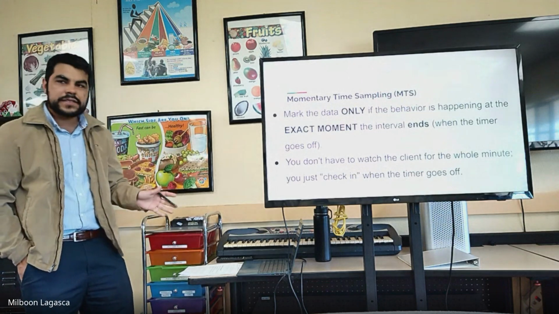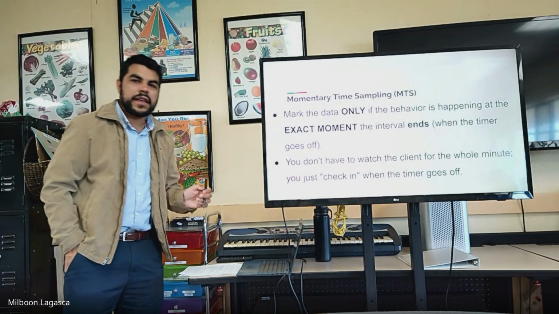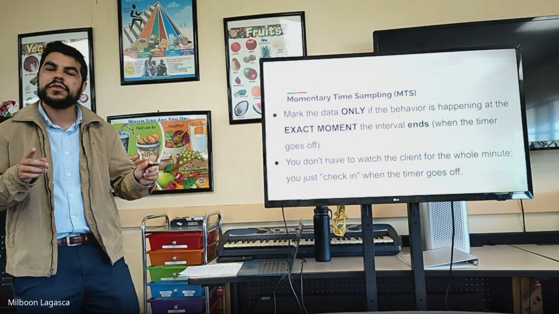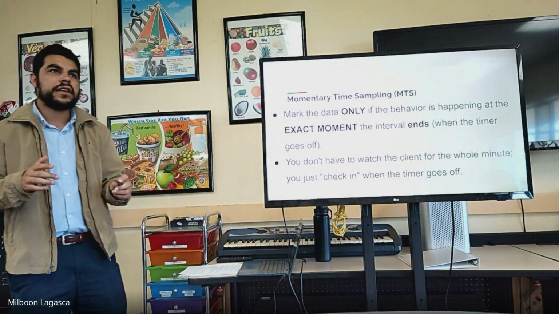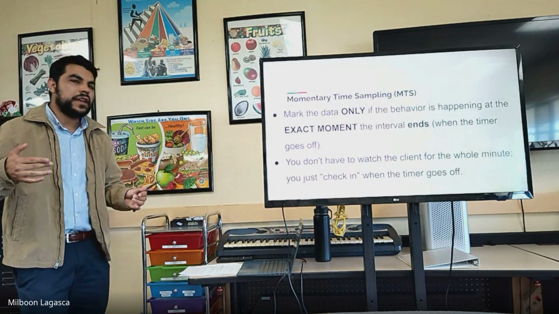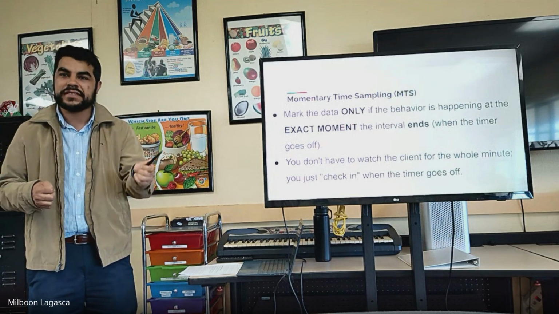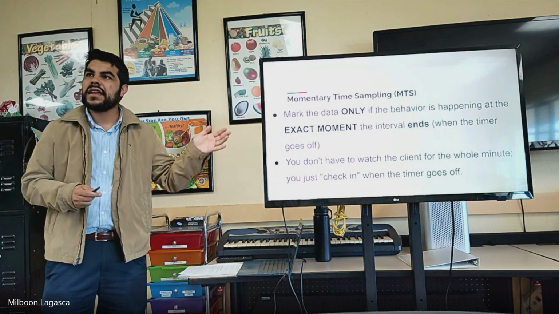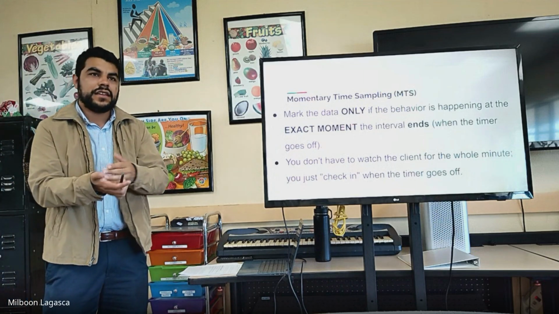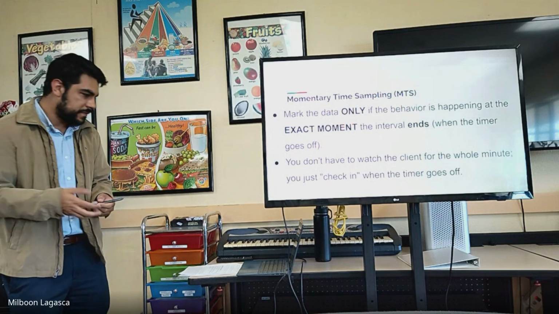Now, the last one that is interval-based is momentary time sampling. Instead of waiting for an occurrence within the interval like we do for partial, or waiting for the behavior to occur during the entire duration, like with full interval, we are only going to mark an occurrence if it happened at the exact moment the interval ends. So for instance, if that lady remained on task until the very last second, we would say that it occurred. And if she wasn't, then we would say there was a non-occurrence.